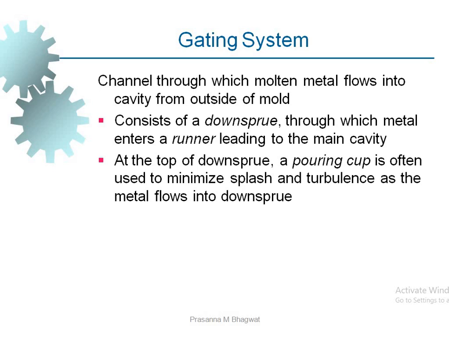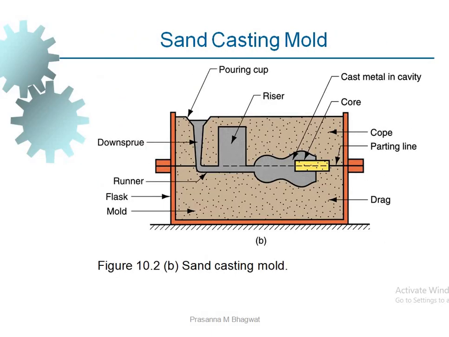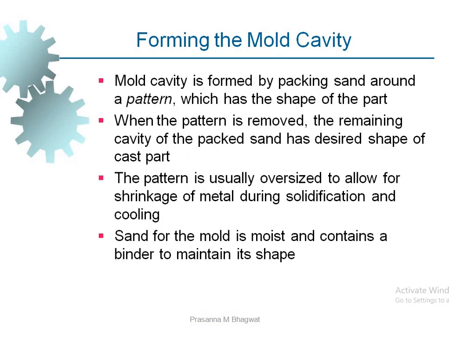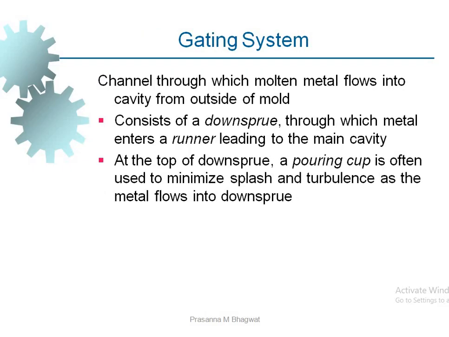Gating system, once again I am coming to that. The channel through which the molten metal flows into the cavity from the outside of the mold consists of the downsprue, through which the metal enters the runner leading to the mold cavity. This is a pouring cup through which the metal is poured inside, and this is the vertical channel through which the metal comes inside the mold. This vertical channel is called the downsprue, and this is the horizontal channel through which the metal runs, called the runner. And this is the cast metal in the cavity. So this is what comprises the gating system of the casting.